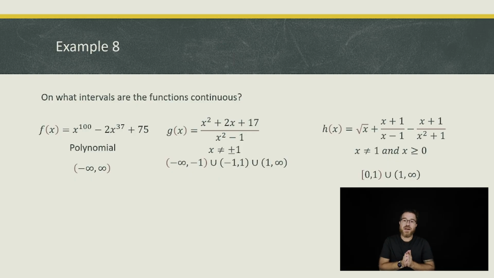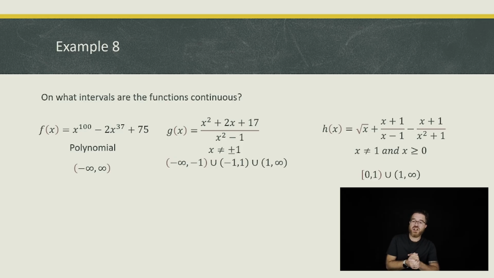So looking at this slide, we're going to be looking at, for these different functions, where are these functions continuous? So the first one we have f of x equals x to the 100th power minus 2x to the 37th power plus 75. Now in this case, because this is a polynomial function, remember that first rule we had, polynomial functions are continuous on the real number line, which means all possible values. So this one will be continuous from negative infinity to infinity.